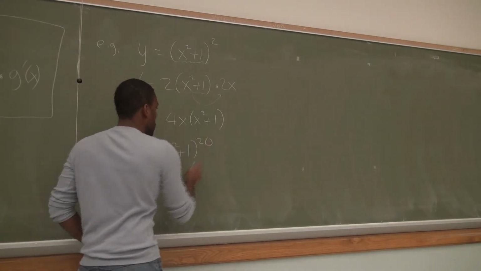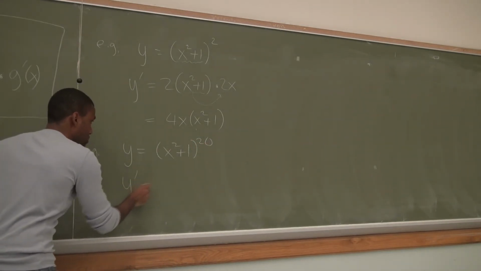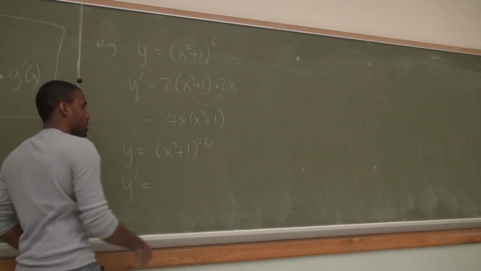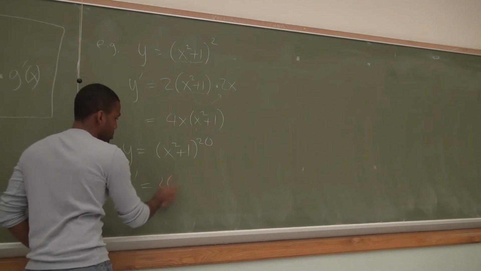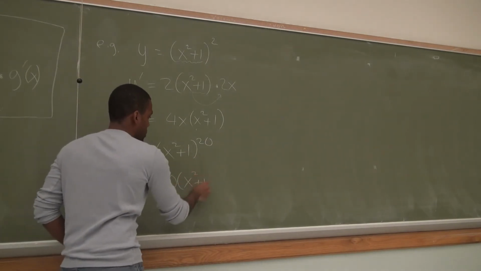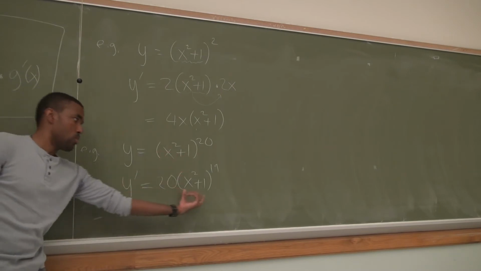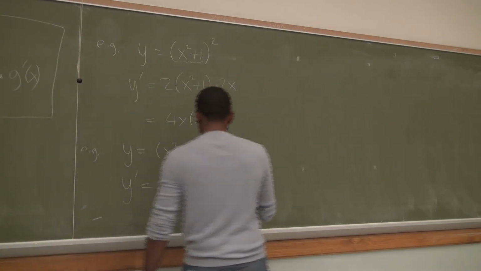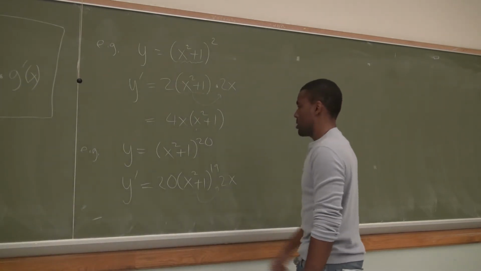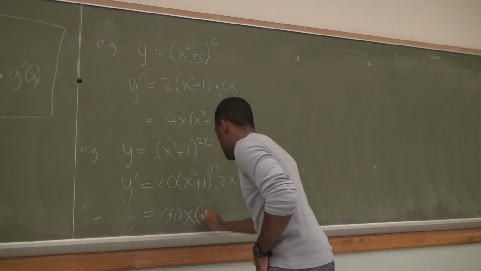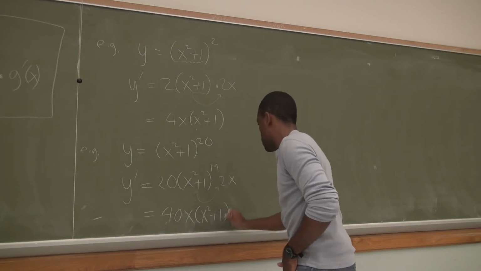(x squared plus 1) to the 20 is sort of the same thing. Think of this as something to the 20, so you can apply the power rule. Bring the power down, subtract 1 from the power, but because it's not just x, it's a whole function, multiply by the derivative of the inside. So here, this would just be 40x times (x squared plus 1) to the 19.